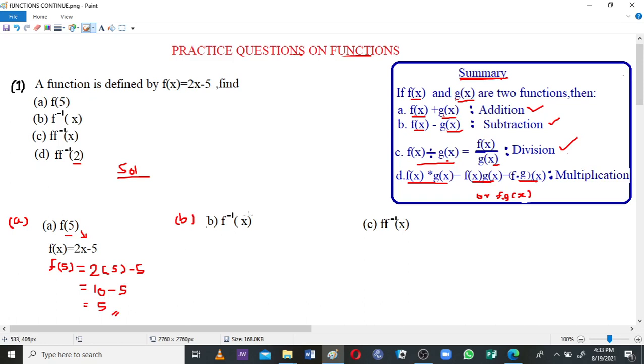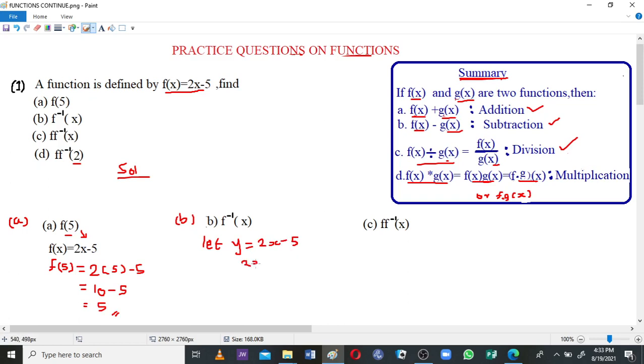Now we can go to B and find the inverse. So I want to find the inverse of this function. If you remember from the definition of an inverse function, you better know what to do here. To solve that, we are going to let y be equal to the function, which is 2x minus 5. Now we need to solve for x.